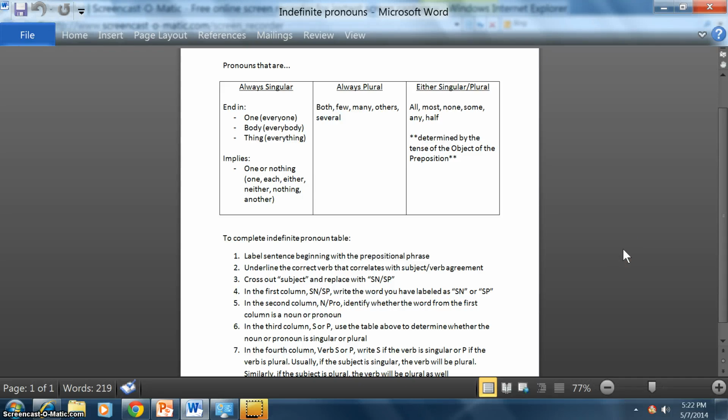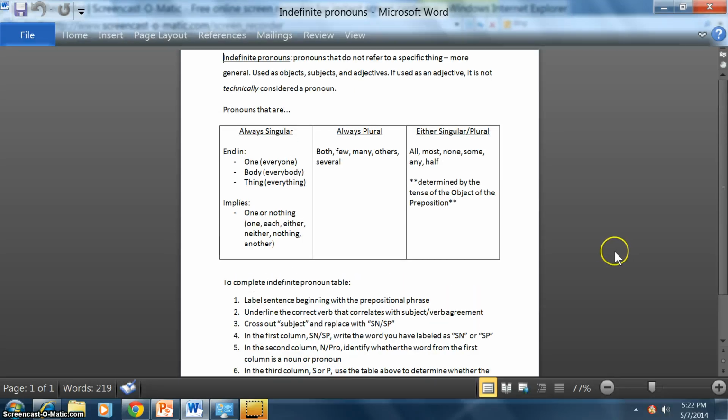Alright guys, so in about 10 minutes I'm going to go ahead and quickly explain what the indefinite pronouns are in preparation for your quiz tomorrow. Let's take a look. Indefinite pronouns are pronouns that do not refer to a specific thing. They're more general. They're used as objects, subjects, and adjectives. If it's used as an adjective, it is not technically considered a pronoun.